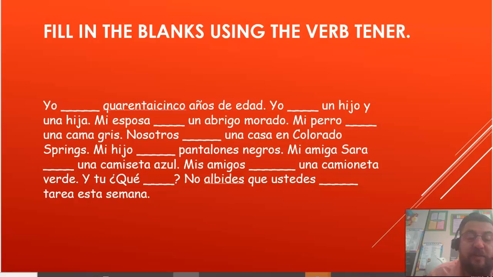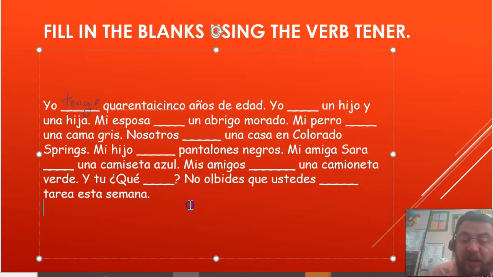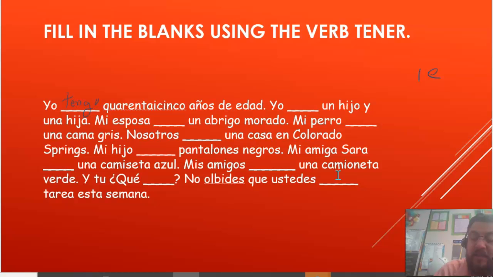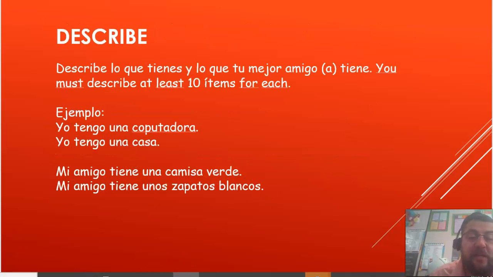Fill in the blanks using the verb tener. Alright, so simple. Yo, we'll do the first one together and you're going to do all the rest on your own, on your notes. Yo, so we know it's going to be tengo. 45 años de edad. I'm 45 years old. So go ahead and do the rest on your own. Also, work on translating the whole thing. See if you can figure out what it is. The next two letters are I, E. I, E. Okay? Pretty simple stuff.